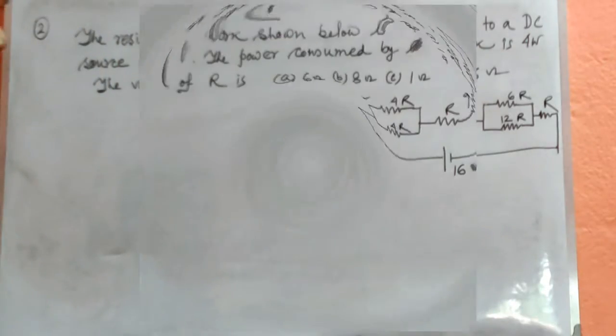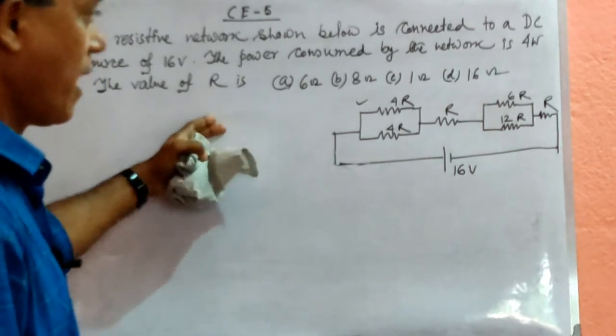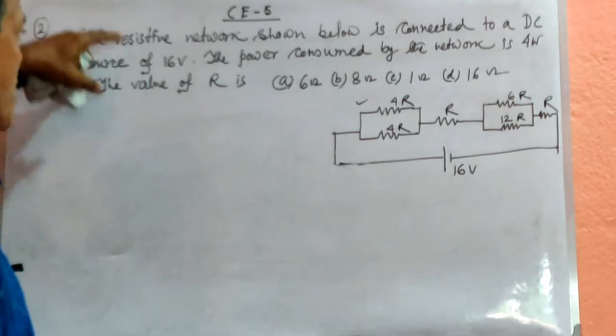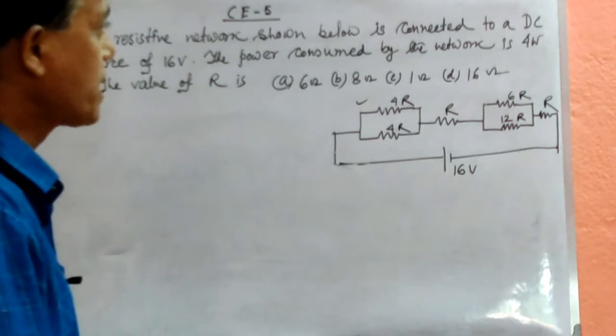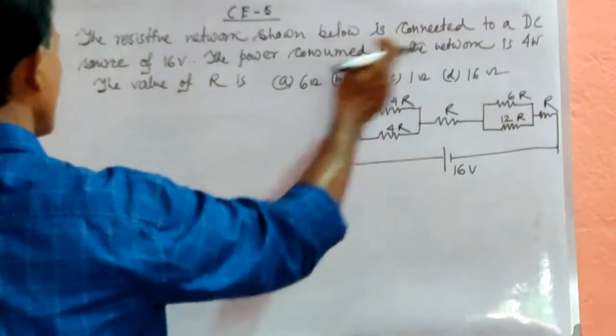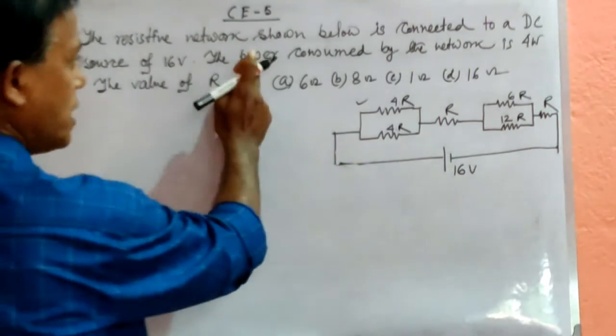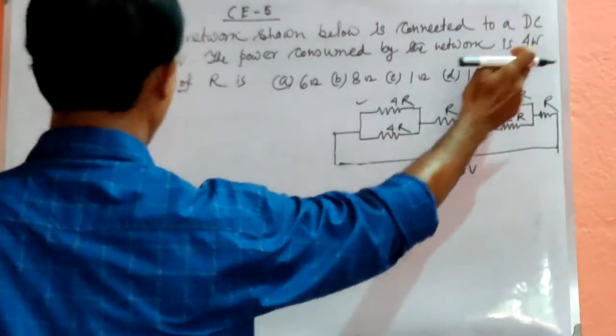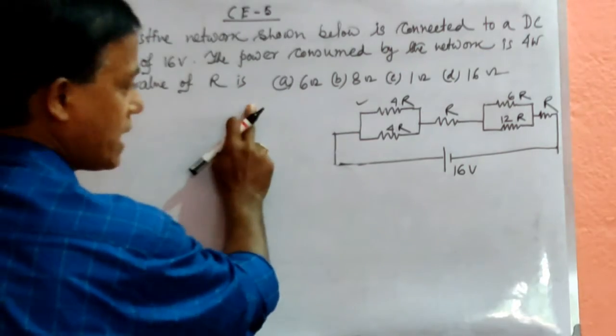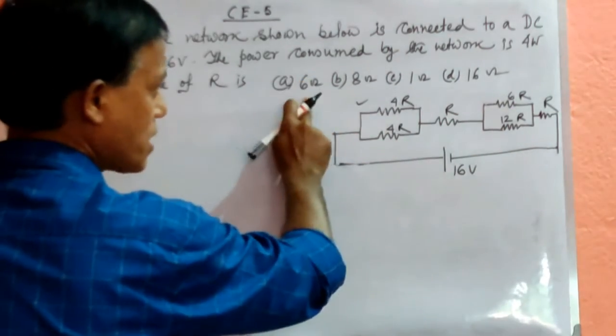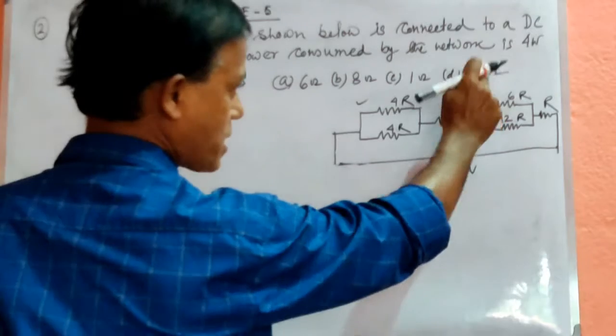Okay friends, let us consider another problem. The resistive network shown below is connected to a DC source of 16 volt. The power consumed by the network is 4 watt. The value of R is, there are 4 options, 6 ohm, 8 ohms, 1 ohm and 16 ohms.